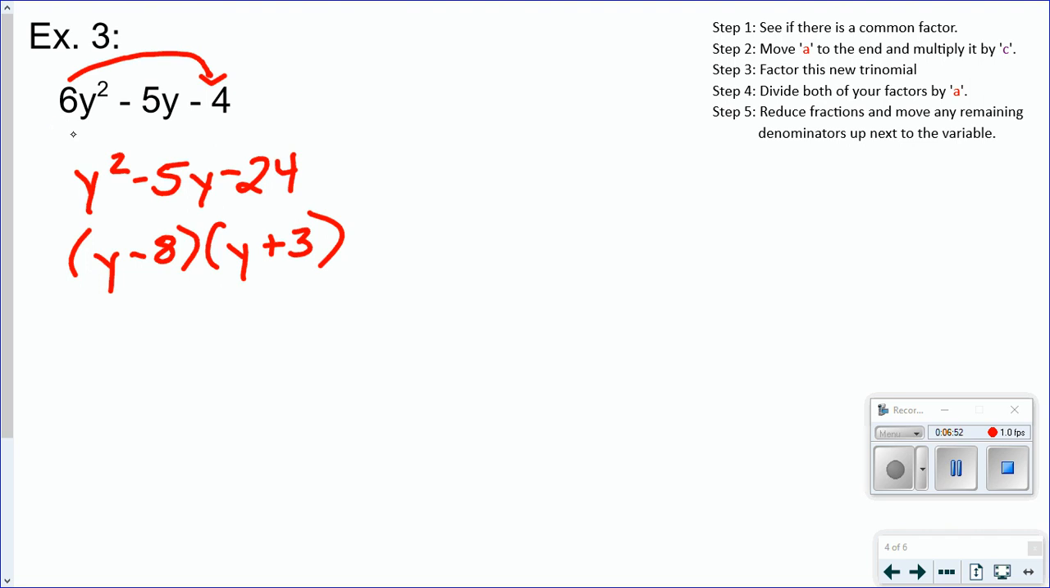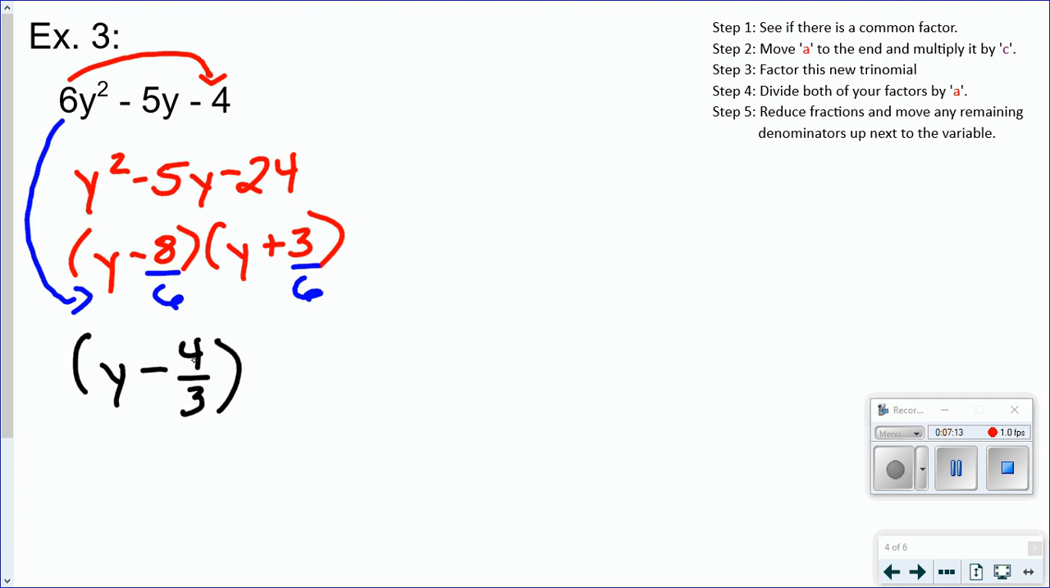Bring the 6 down. Divide by 6, divide by 6. So these we can both simplify. Simplify these, see what we get. So we end up with y minus, we can divide those by 2, so that would be 4/3, and y plus 1/2.